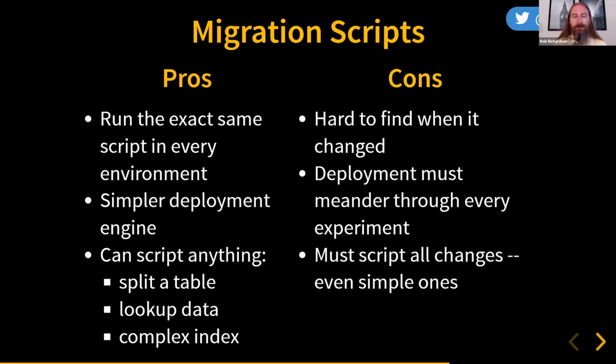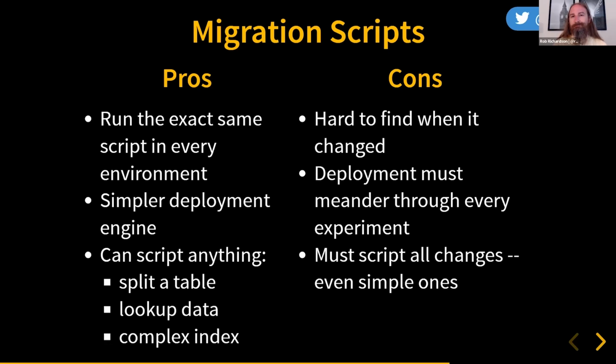On the downside, it's hard to find when an item changed. With creation scripts, we could just look at the file history. With migration scripts, we need to open up each one. Did it change in this file? Nope. Let's open up the next one. Did it change in this file? Trying to find when something happened is really difficult with migration scripts.